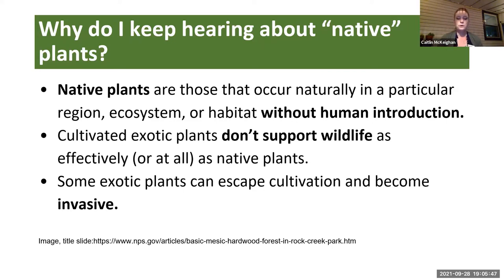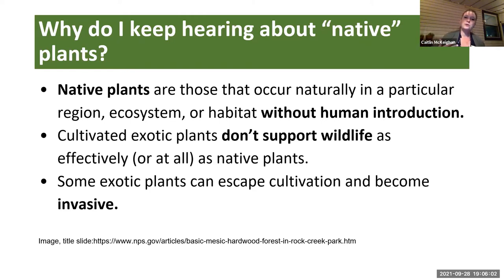So it's really important that we talk about native plants, because they support our local wildlife. I'm sitting outside, and I hear all the birds around me, you hear a catbird yelling in the background. The native plants that we plant support all of this life.